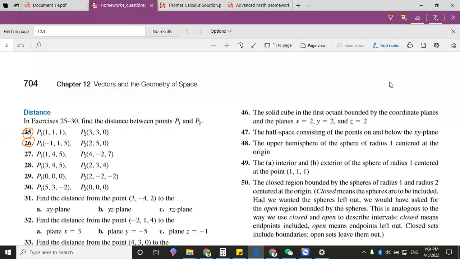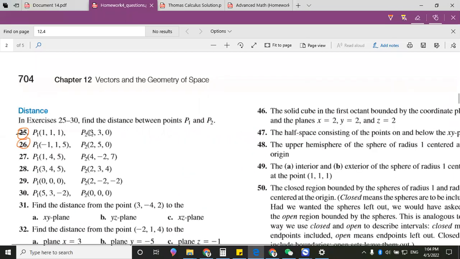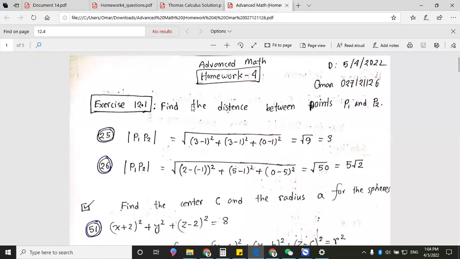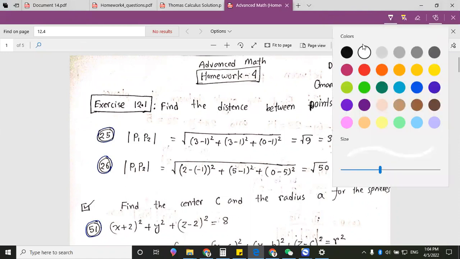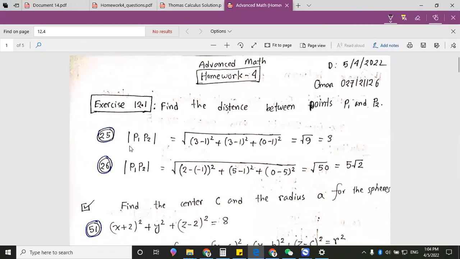So this is the fourth homework of advanced mathematics. The first question here is find the distance between points P1 and P2. This is the simplest question, I think. The formula is you have to find the distance between the two points.